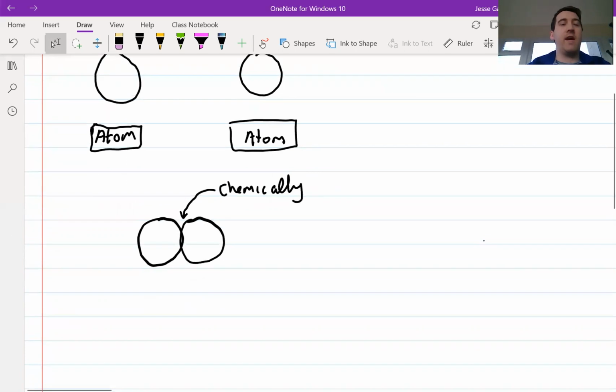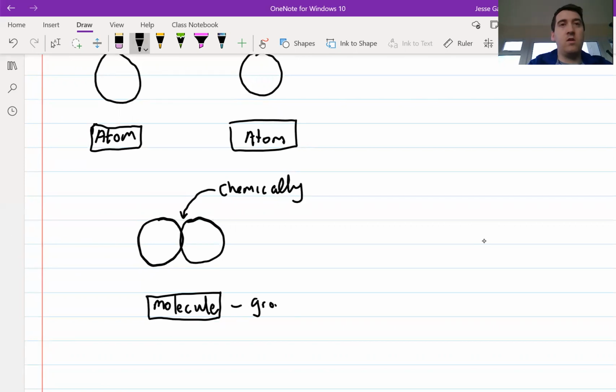Now we have a new type of particle. We've got a group of atoms, so at least 2, stuck together. We call this type of particle a molecule. This is a molecule because it's a group of atoms chemically joined.